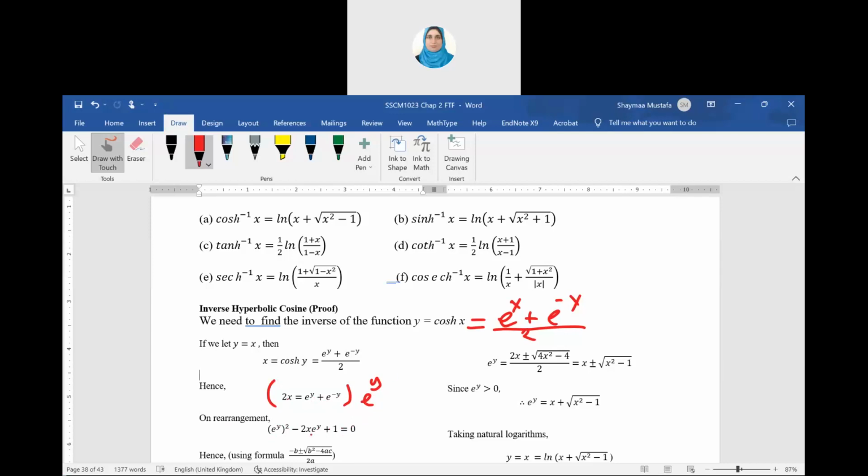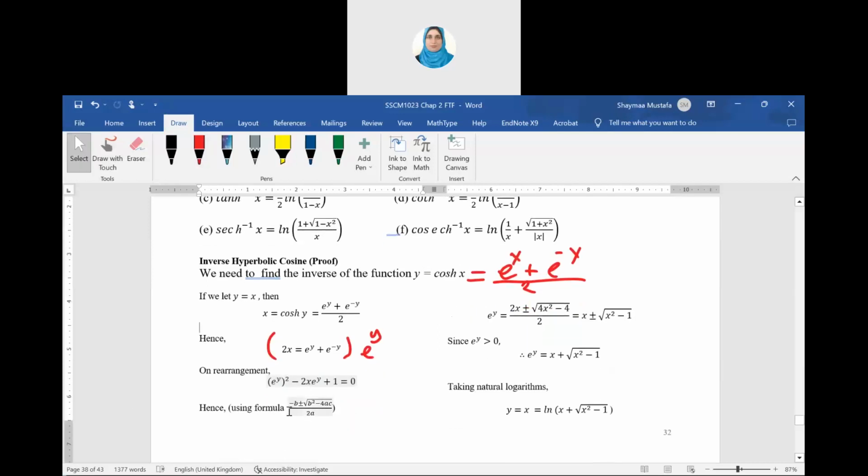2x exponential y is 2x exponential y. Transfer it to the other side to become negative. So we have all the terms on this side, and this side should be equal to 0. So exponential y squared minus 2x exponential y plus 1 equal to 0. Now this is a quadratic equation. We will use the quadratic formula to solve it.